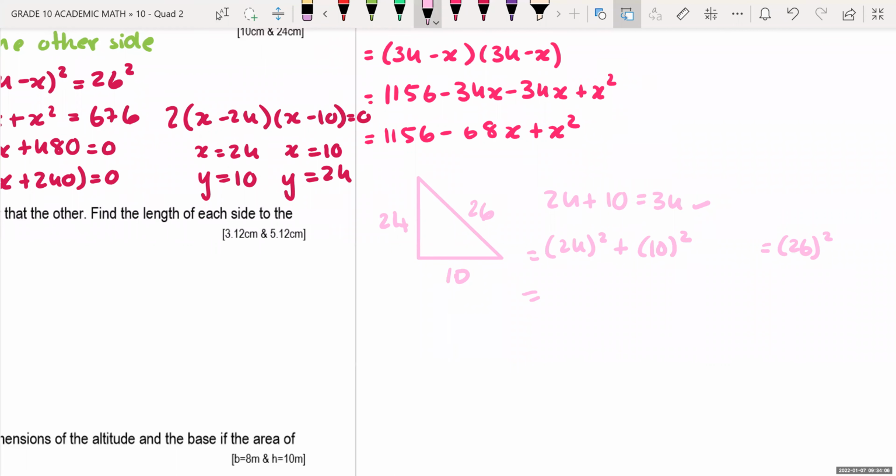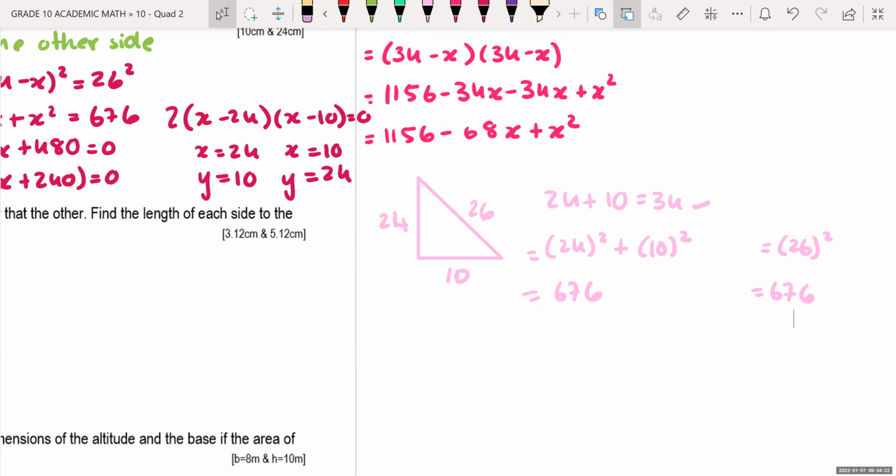So I'm going to use my calculator. 24 times 24 plus 100 is going to be 676. And 26 times 26 is 676. So my check works out. The answer has to be 24 and 10.